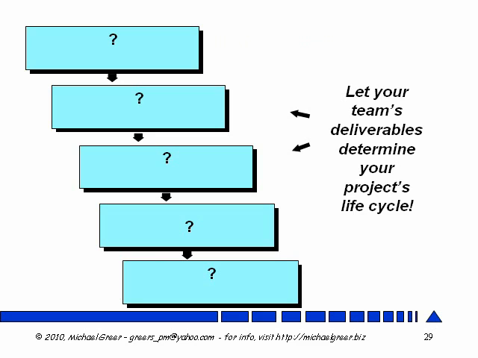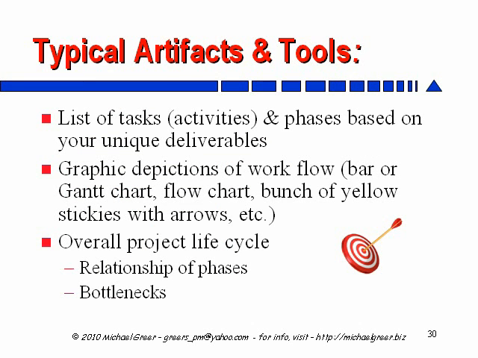Remember, throughout this process of figuring out what it is you need to do, figuring out your tasks and phases, you let your team's deliverables determine your project's life cycle. Build with a life cycle that carefully controls the evolution of the deliverables. So here are your targets for step 4.